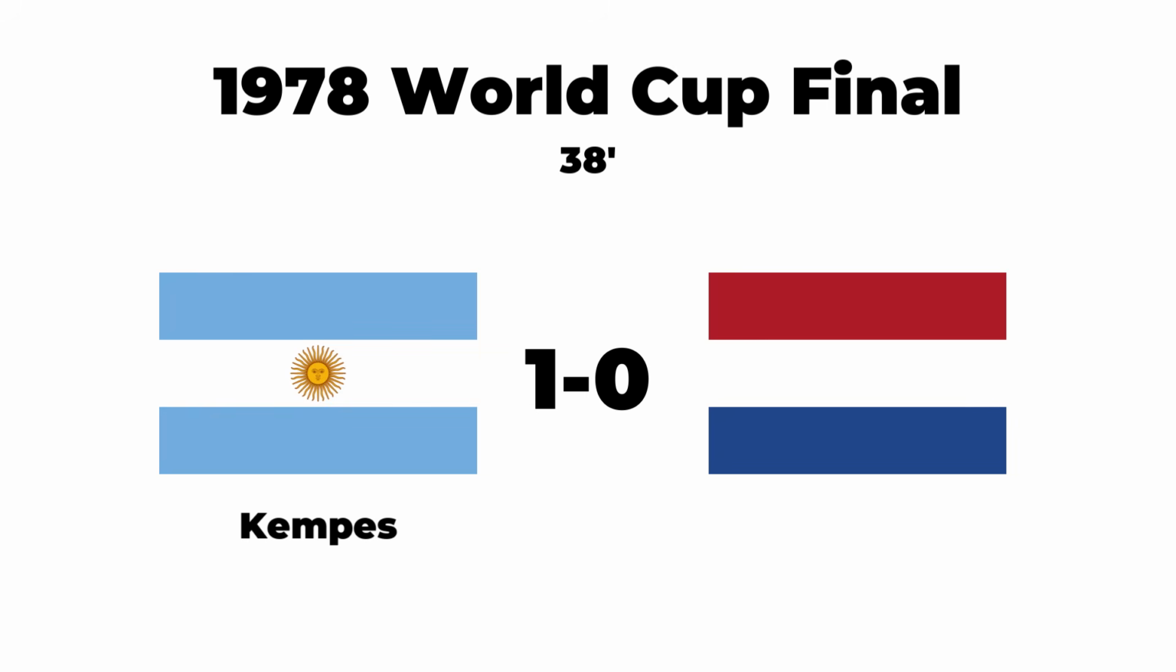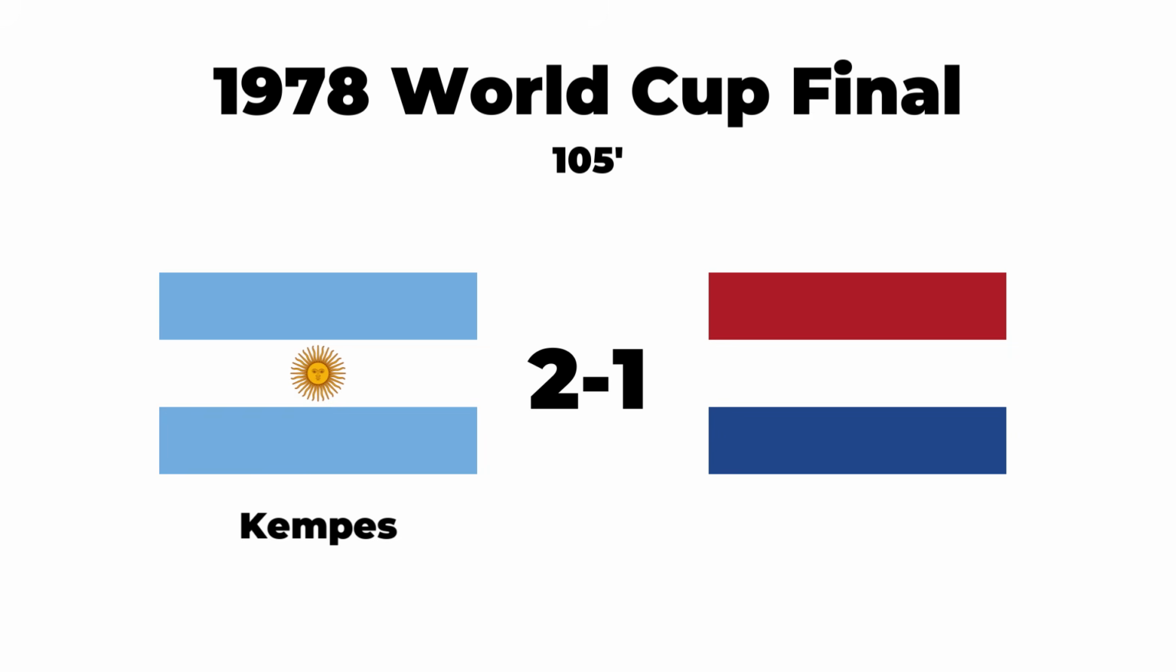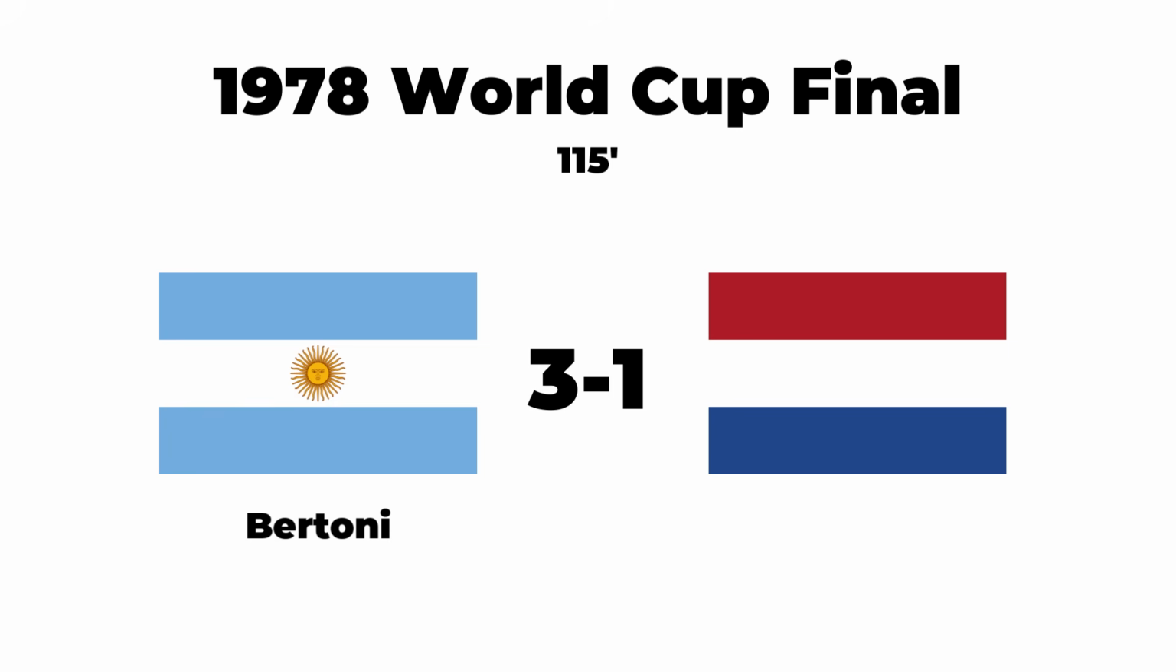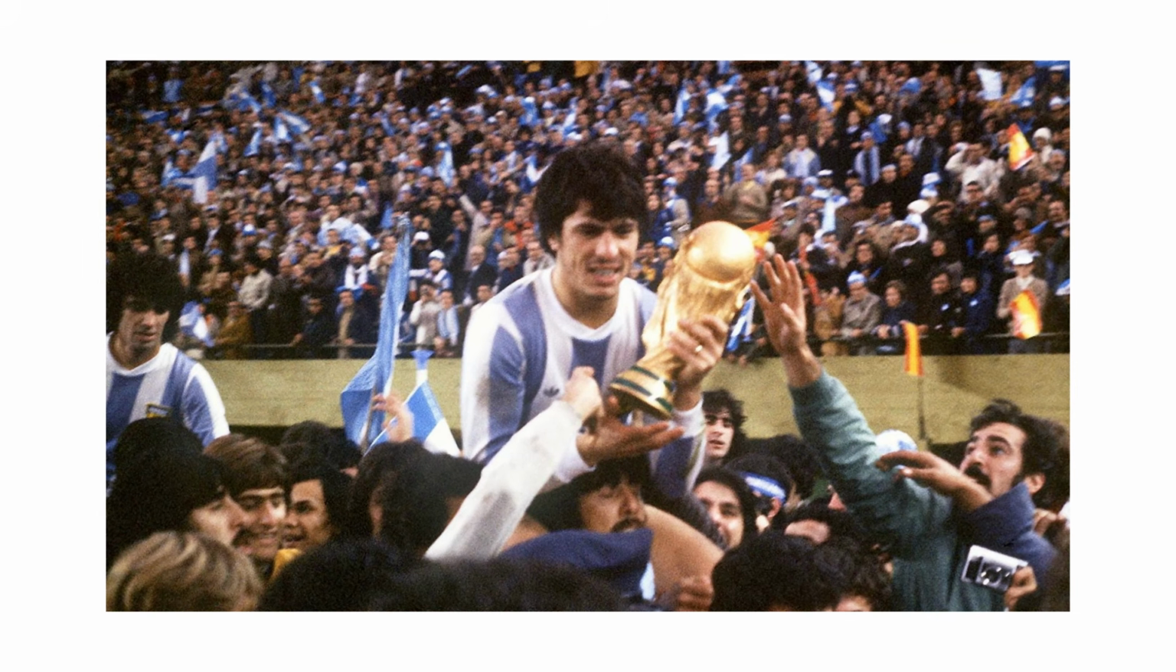In the game itself, Mario Kempes opened up the scoring 38 minutes in. For a long time, this was the only goal of the game, but with 8 minutes to go, Dirk Nanninga equalized. The game went to extra time, in which Mario Kempes scored from a deflection and became the tournament top scorer with 6 goals. With 5 minutes to go, Daniel Bertoni scored the third, and, well, the military junta got exactly what they wanted: a World Cup on their home soil.